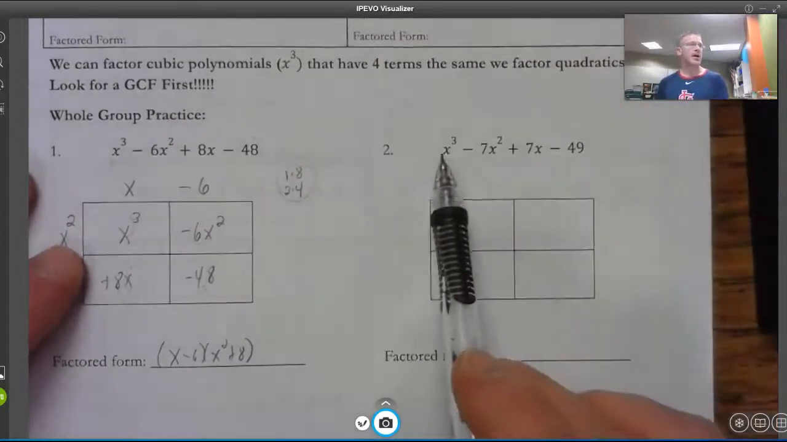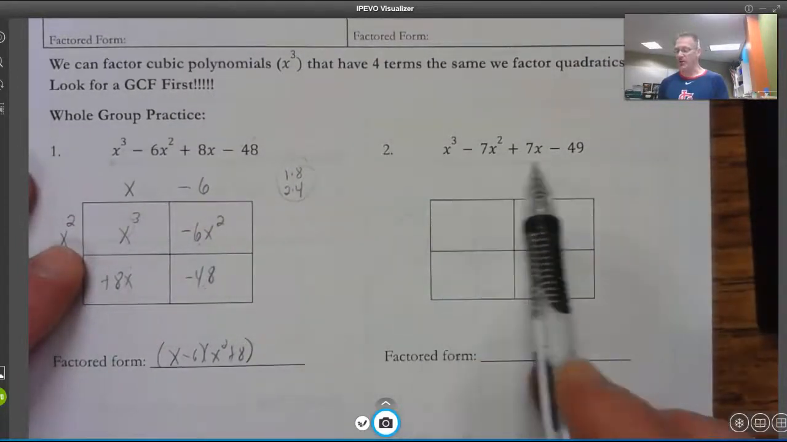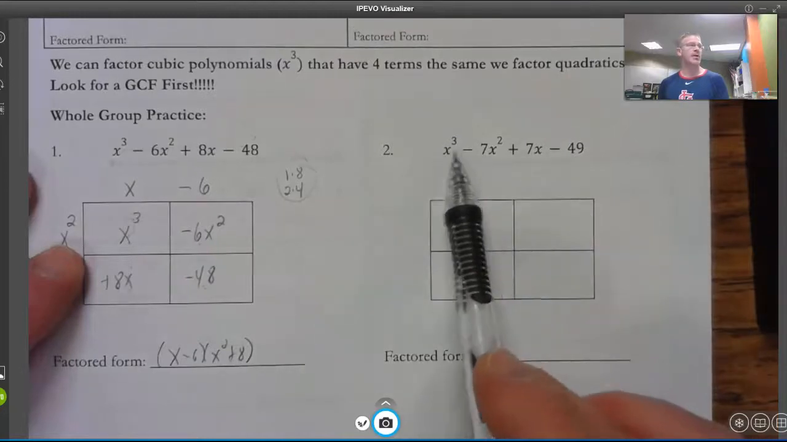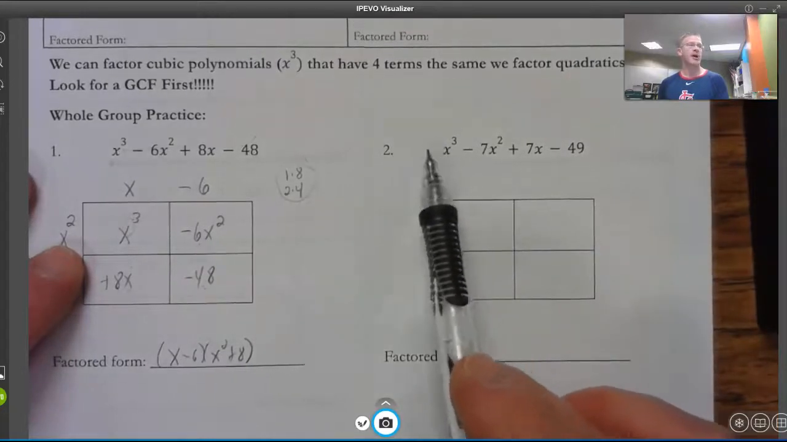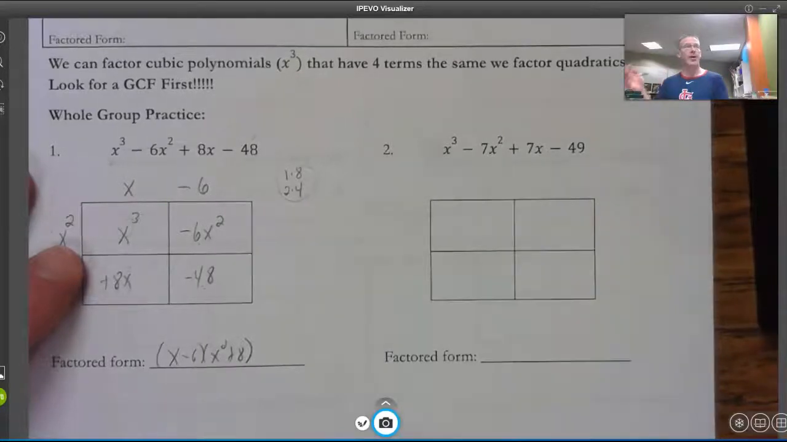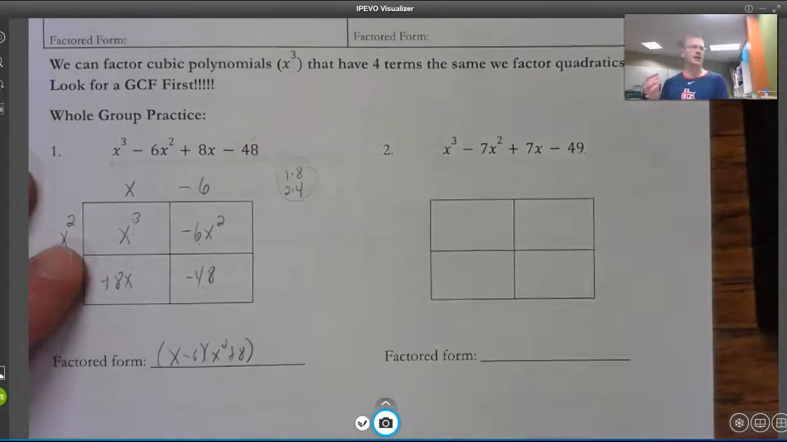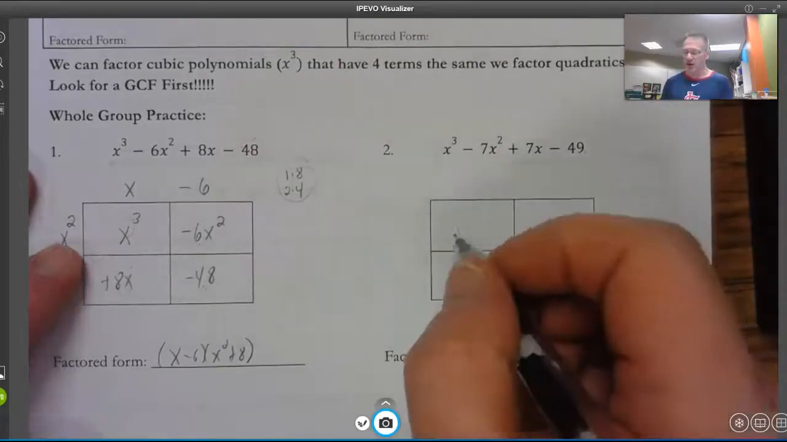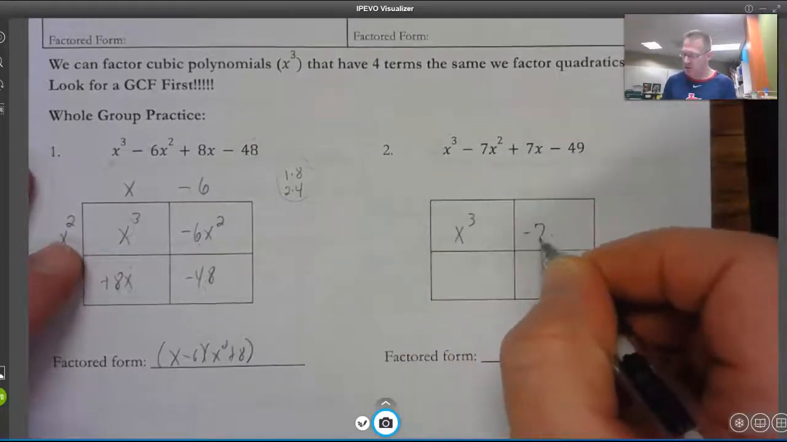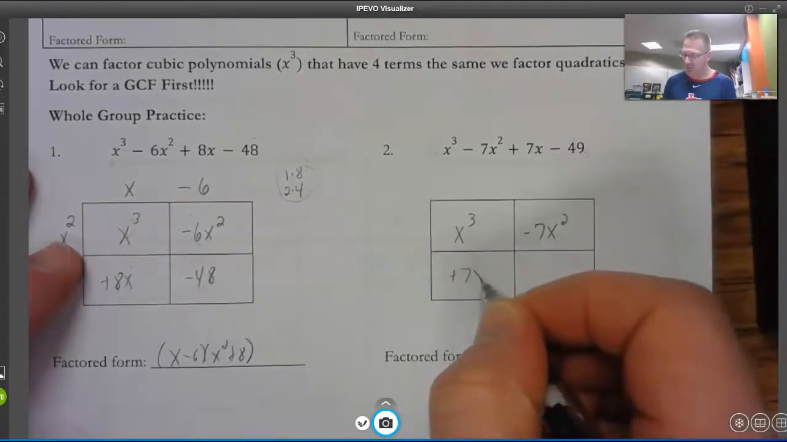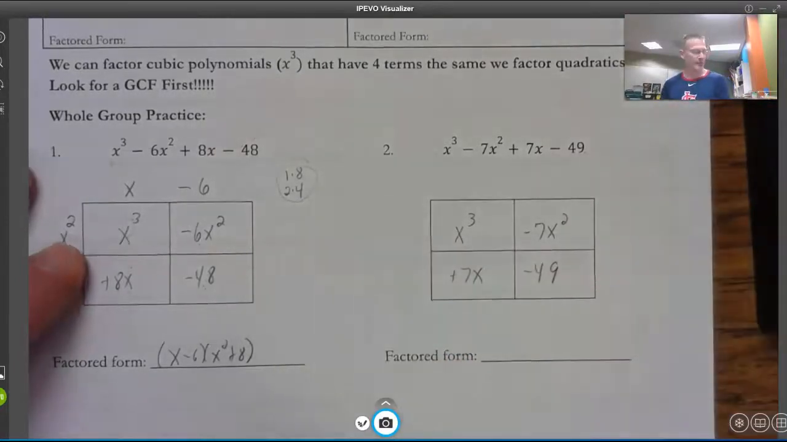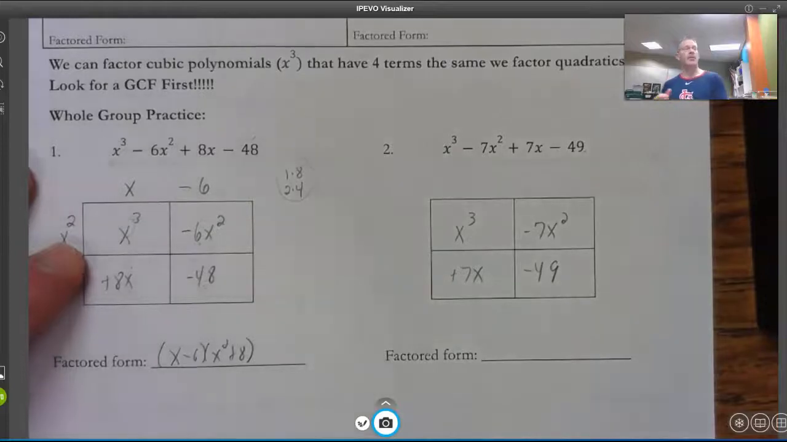Now, once again, I have my cubic polynomial. I have 4 terms, and if one of my coefficients is 1, there's no GCF to pull out of the whole thing for my numbers. And if they don't all contain an x, I can't pull an x out. So there's no GCF here, so I can go right into dropping my terms into my area model, which I just did there. Now, once again, I'm going to go column by column, row by row.